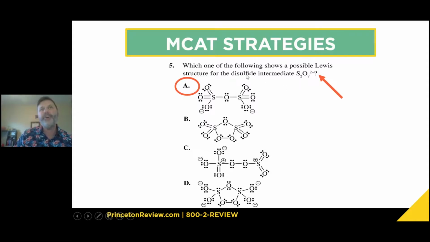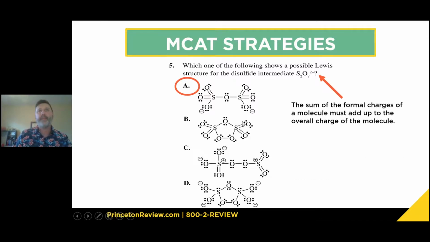Now, I don't know what disulfide intermediates are. I'm good at tests. So here's the official explanation. The summed formal charges of a molecule have to add up to the overall charge of the molecule.